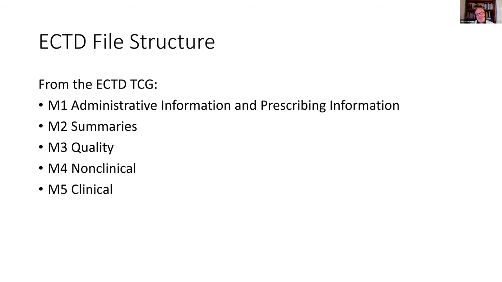You may be familiar with this, but let me mention that there's an overall aggregate file structure, the M1 through M5 format. Folders and naming conventions are supposed to be set up in a standard way, actually all lowercase letters, which this doesn't quite follow. But administrative information is prescribing is M1, summary is M2, quality is M3, non-clinical is M4, and what I usually work with is M5.